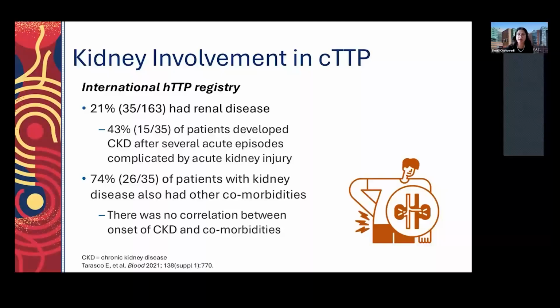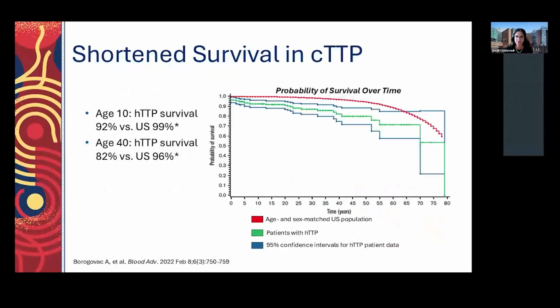Now, I mentioned earlier that kidney involvement is somewhat more common in congenital TTP compared to immune TTP. From the international registry, 21% of individuals were reported to have renal disease, and 43% of these patients with renal disease develop chronic kidney disease after having episode after episode that was complicated by acute kidney injury. So essentially, multiple episodes of acute kidney injury culminating in chronic injury. And the majority of patients with kidney injury also had other comorbidities, but there was no correlation really between the onset of chronic kidney disease and the comorbidities.